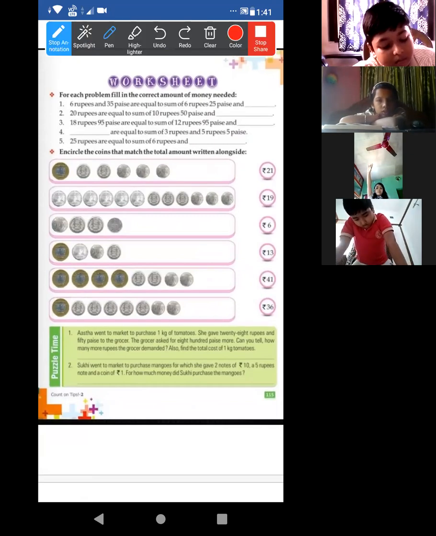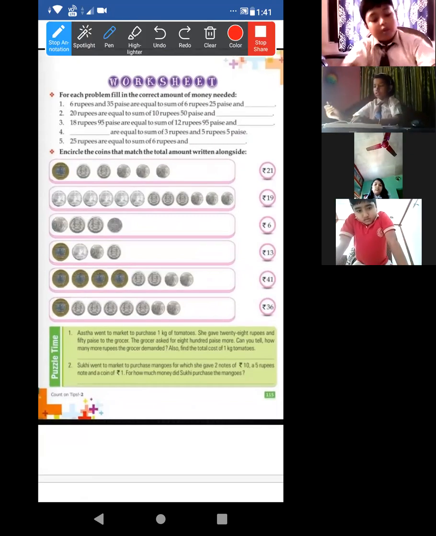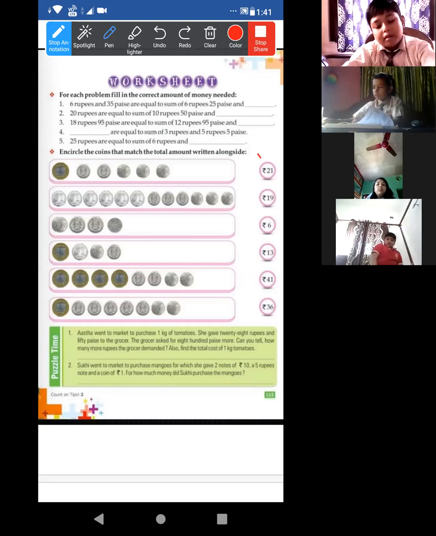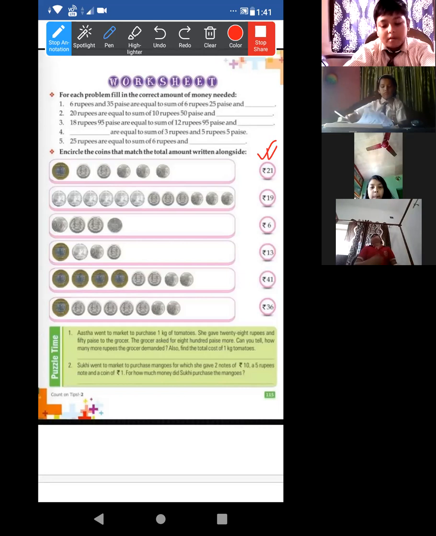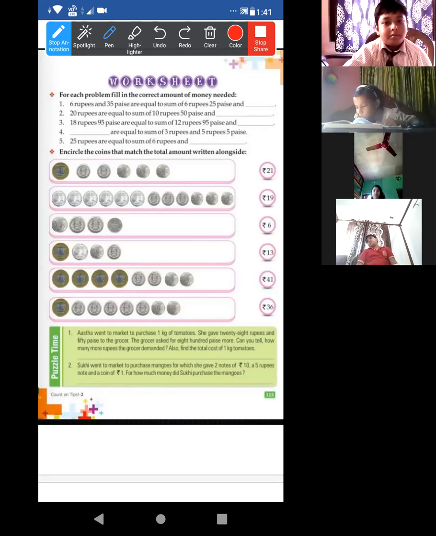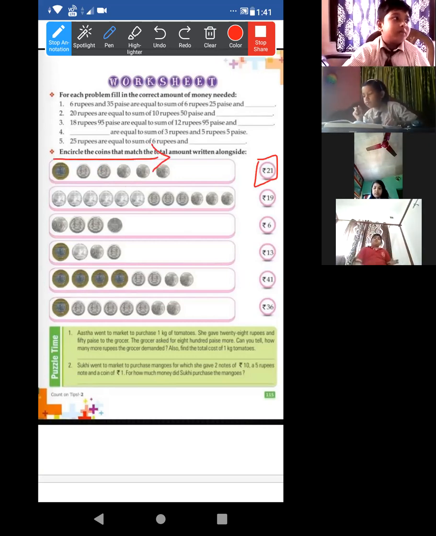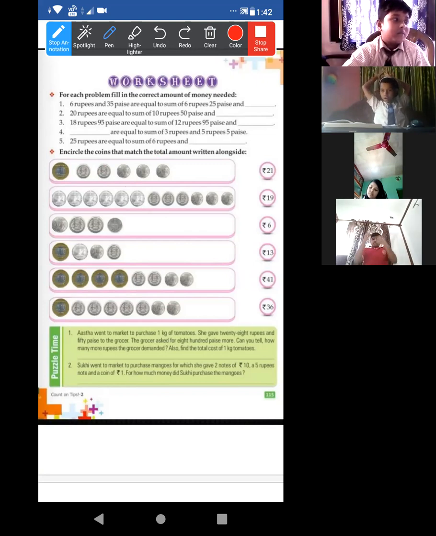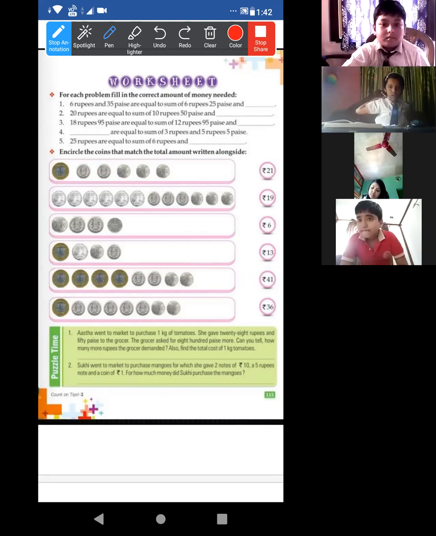Acha, now look at the next one. Encircle the coins that match the total amount written alongside. That means on the right side, whichever amount is written, you have to encircle that amount. Look, here it is written 21, so you have to encircle 21 among all the coins. Look, how to encircle. Spandan, look at this. And Farhan, stop playing.